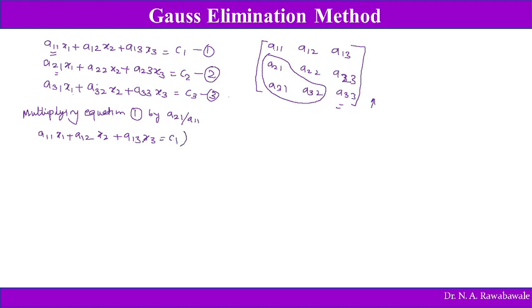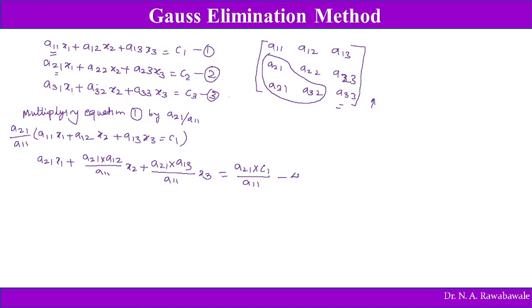a21 divided by a11. So a11 gets cancelled, and we get a21 x1 plus a21 into a12 divided by a11 x2 plus a21 into a13 divided by a11 x3, which is equal to a21 into c1 divided by a11. Say this is equation number 4.